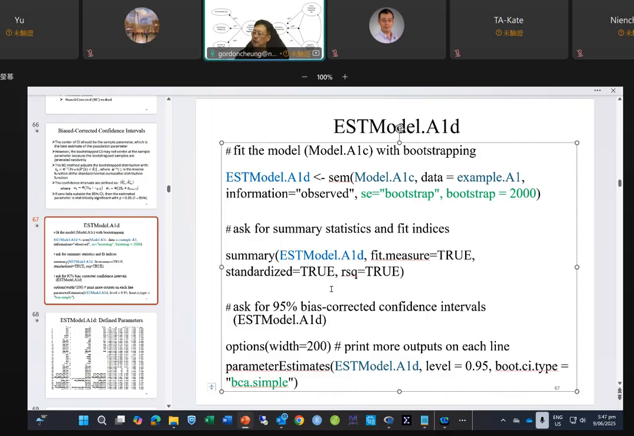We can ask for the summary statistics, and then we can ask for the confidence interval. The level equals 0.95. We want a 95% confidence interval, or you can ask for 0.99 and a 99% confidence interval. For the confidence interval type, we put down BCA, which means the bias-corrected confidence interval. Okay, so if you want to try, you can copy and paste this.